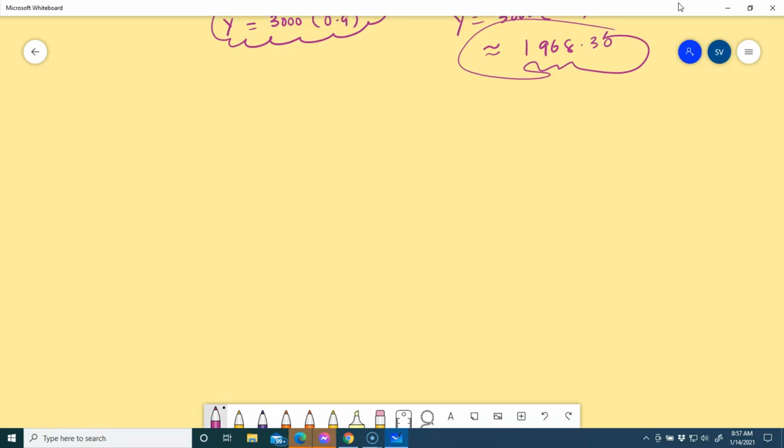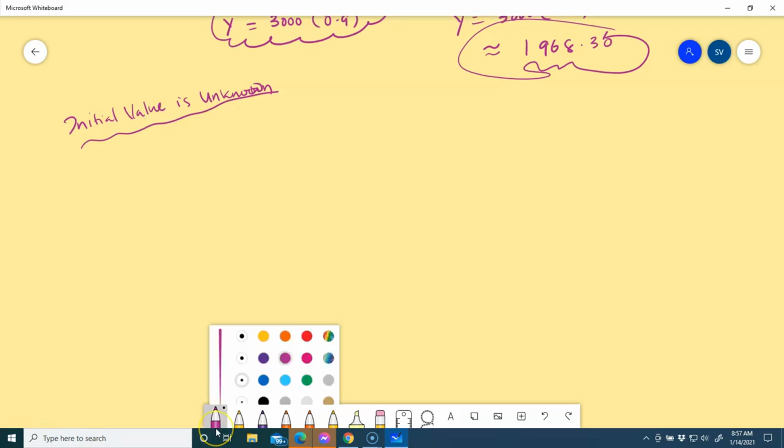One is, how can we write the exponential model if we don't know the initial value? That means the initial value is unknown. That is the situation. Initial value is unknown. Okay, how can we do this? Let me give you an example.